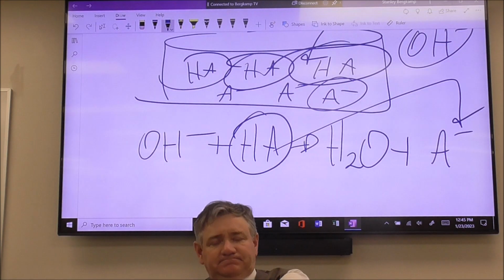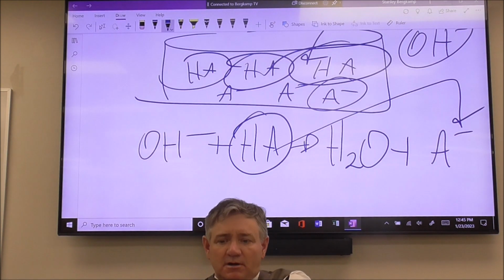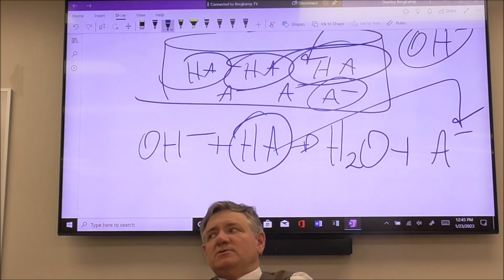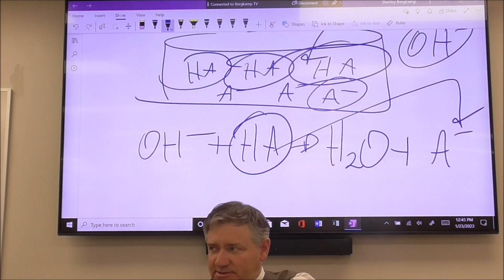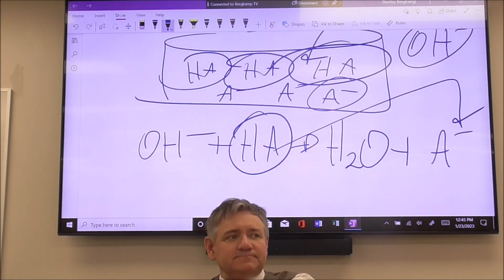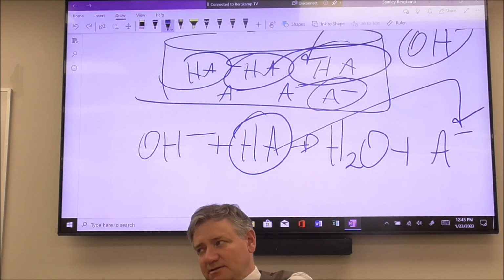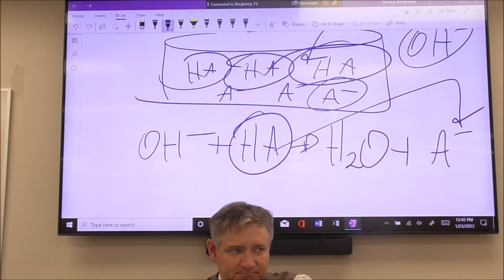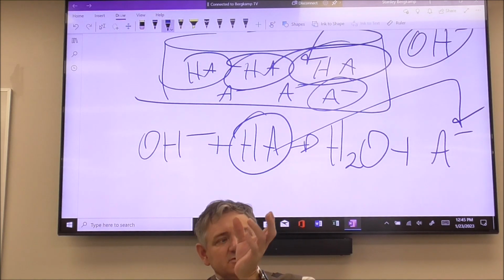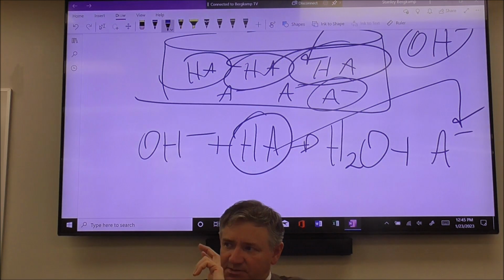the anions. Okay? So if you add a strong base, what's going to happen to the concentration of the acid? It's going to go down, but what's going to happen to the concentration of the anions? It's going to go up. Okay? So this is what happens when you have a buffered solution. It's a buffered solution because you can deal with both extremes.